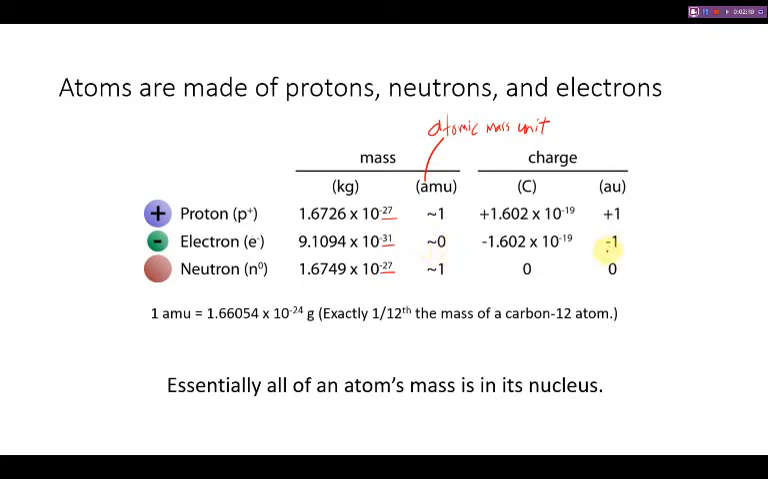But what we do see is that electrons and protons both have charges. And what's most important here is these numbers, that a proton has a positive 1 charge and an electron has a negative 1 charge. These other charges here use the unit coulomb, and you don't need to know a whole lot about that for this class. But what is important to note is that essentially all of the mass of an atom is within the nucleus.